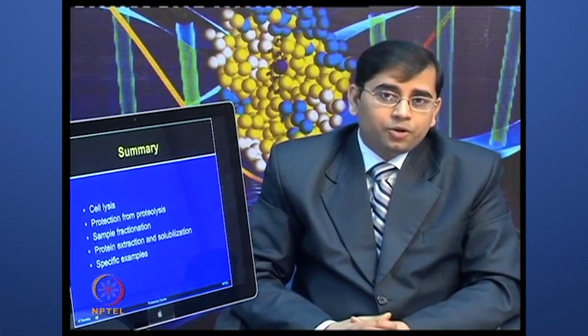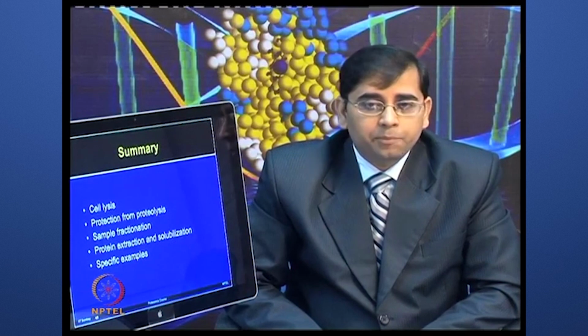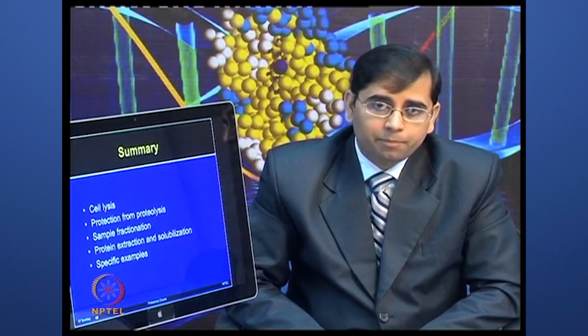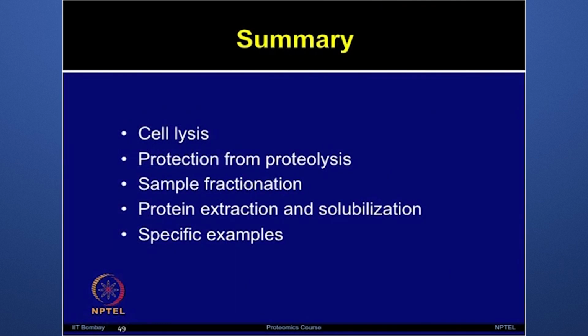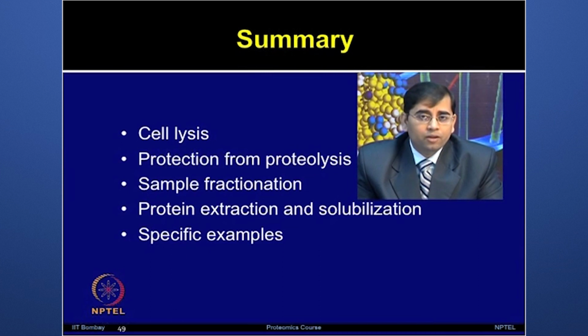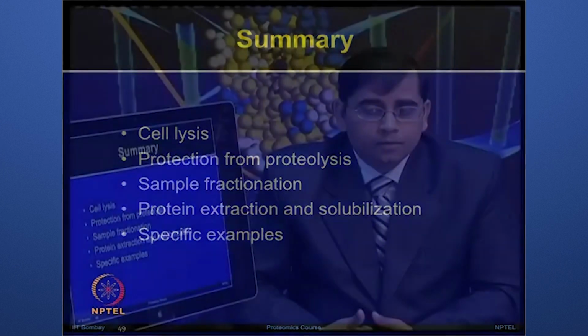So, we will continue our discussion on how to perform the protein extraction and proteome analysis of serum and different types of biological samples in the next lecture. But in summary, today you have learnt how to perform cell lysis, how to protect the proteins from proteolysis by adding various types of protease inhibitors, sample fractionation methods, and how to use protein extraction and solubilization for effective protein solubilization, and now we are talking about specific examples. We will continue our lecture in the next class on serum proteome analysis, followed by bacterial and plant protein and proteome analysis.